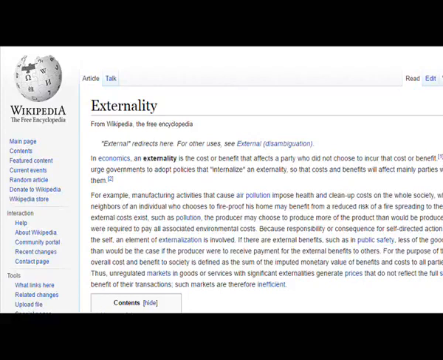For the purpose of these statements, overall cost and benefit to society is defined as the sum of the imputed monetary value of benefits and costs to all parties involved. Thus, unregulated markets in goods or services with significant externalities generate prices that do not reflect the full social cost or benefit of their transactions. Such markets are therefore inefficient.